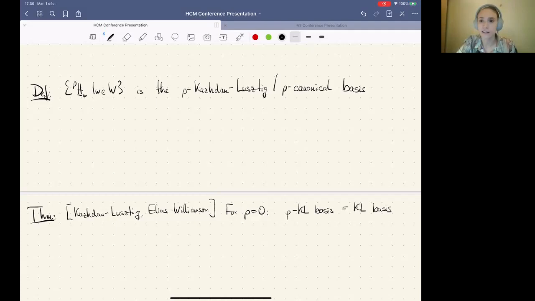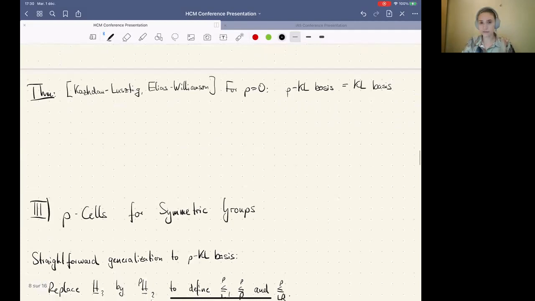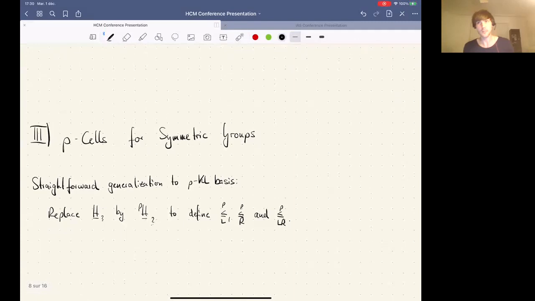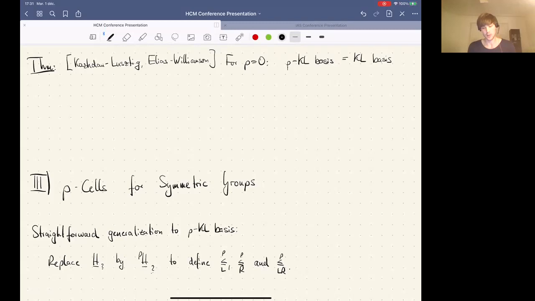Okay, so then I'll continue with the third part, in which I'll talk about the p-cells for symmetric groups. As I mentioned before, the p-canonical basis one should think of as a modular analog of the Kazhdan-Lusztig basis. And in view of the result that I've just stated, it's very straightforward to generalize the definition of Kazhdan-Lusztig cells to the p-Kazhdan-Lusztig basis. What we simply do is replace the Kazhdan-Lusztig basis by the p-Kazhdan-Lusztig basis in the definition of the cell preorders. The equivalence classes that we get for the new p-cell preorders, we'll call p-cells, okay?